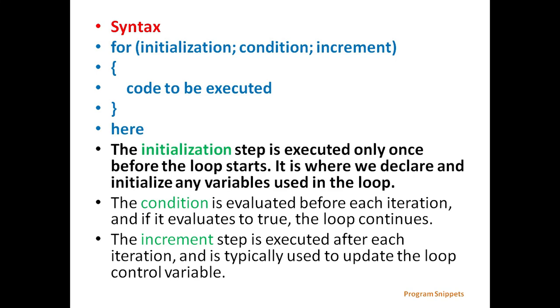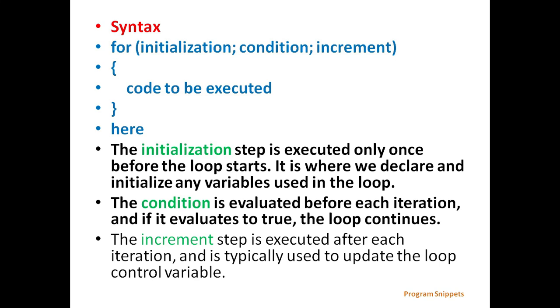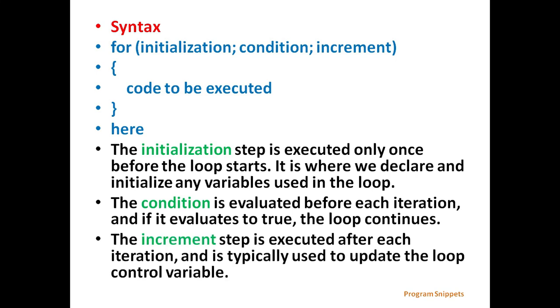Here the initialization step is executed only once before the loop starts. It is where we declare and initialize any variables that are used in the loop. The condition is evaluated before each iteration, and if it evaluates to true, the loop continues. And the increment step is executed after each iteration and is typically used to update the loop control variable.